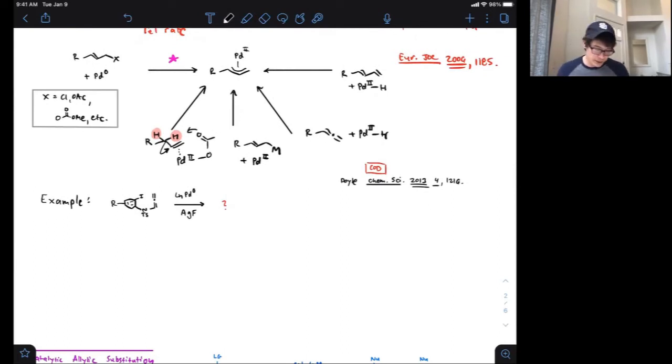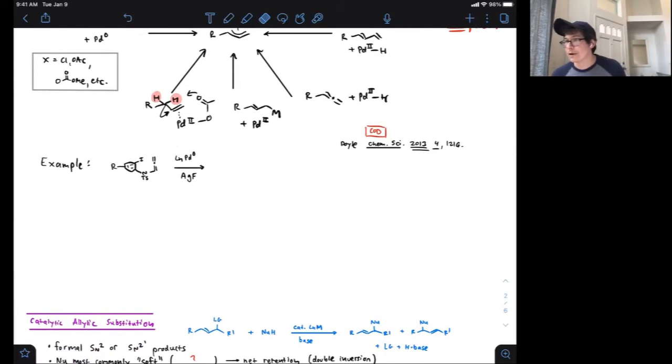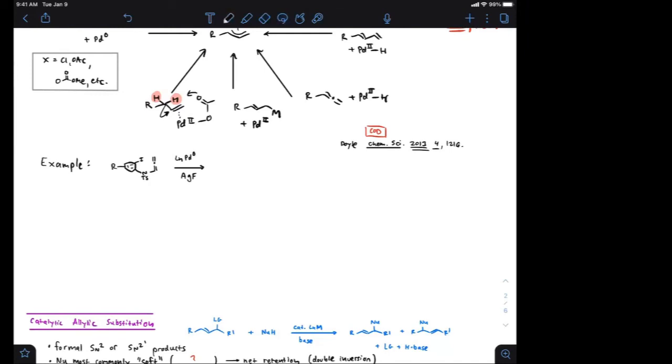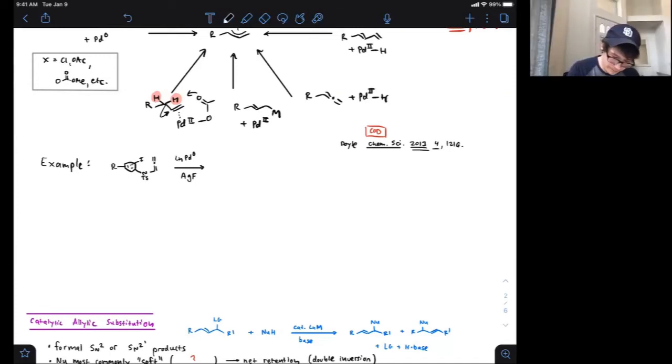Okay, and this will bring us to this example here. So you have this interesting looking tethered aryl halide allene compound in the presence of palladium(0) and silver fluoride. Stone, what do you think might happen here? Oxidative addition into the carbon-iodine bond. Okay, then what?